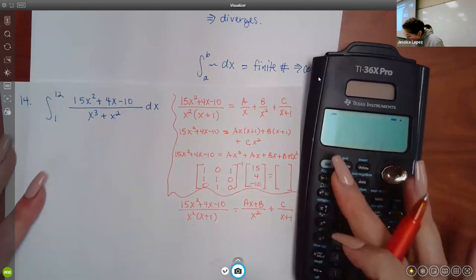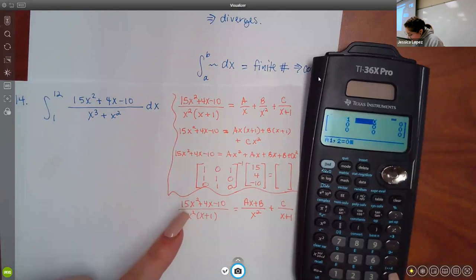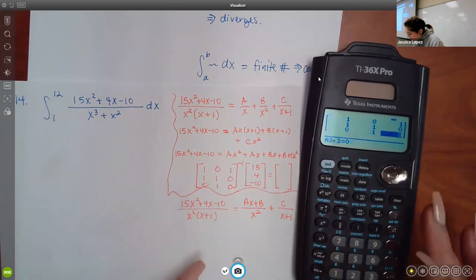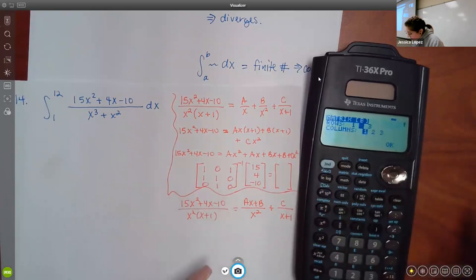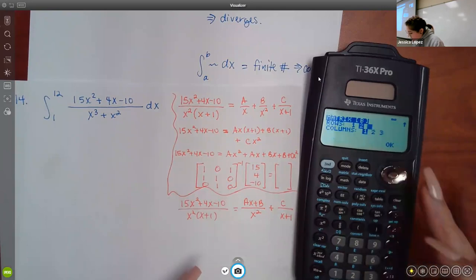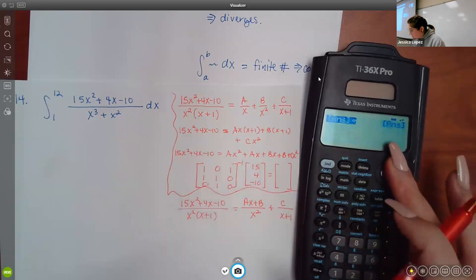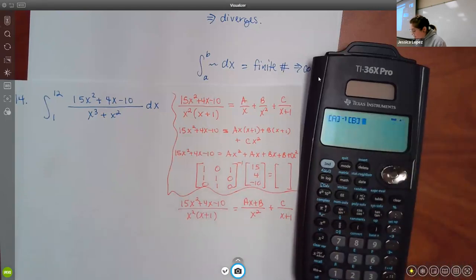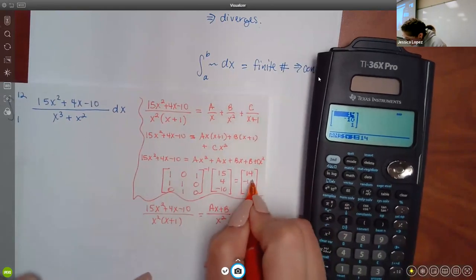Let's see, matrix A. This is a 3x3 now: 1, 0, 1, 1, 1, 0, 0, 1, 0. And then matrix B is 3 rows this time, but still only one column. And we have 15, 4, and negative 7. Since I already did this matrix thing, I'm just going to highlight it, copy it, and hit enter. And we get 14, negative 10, and 1.